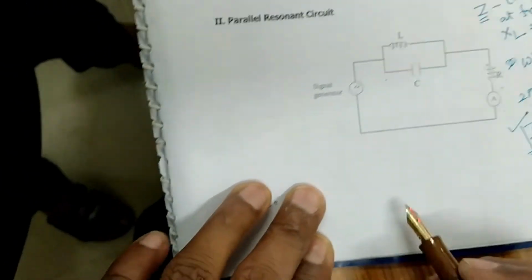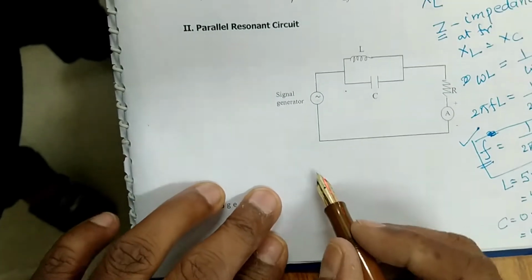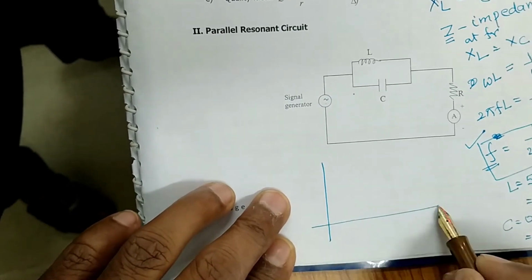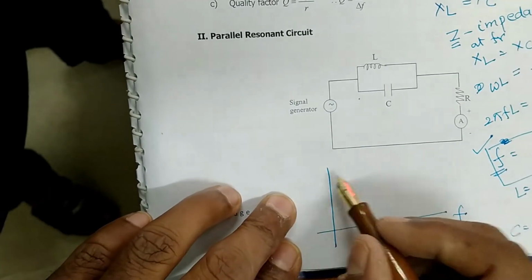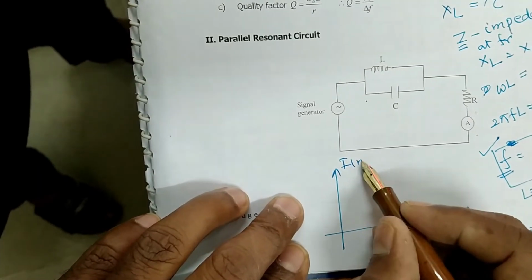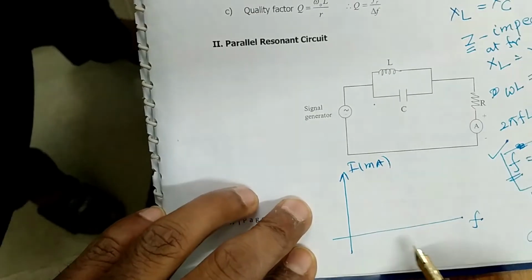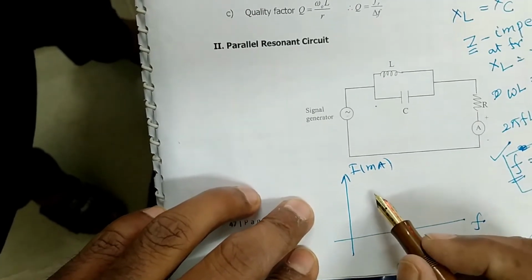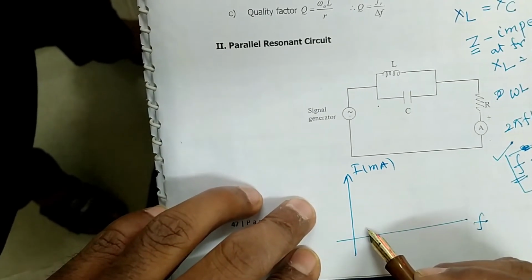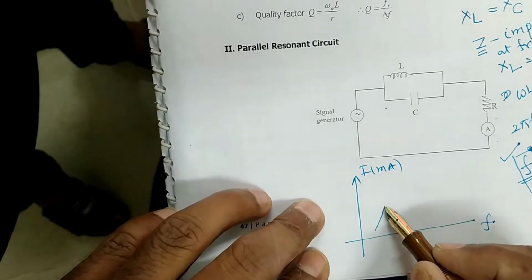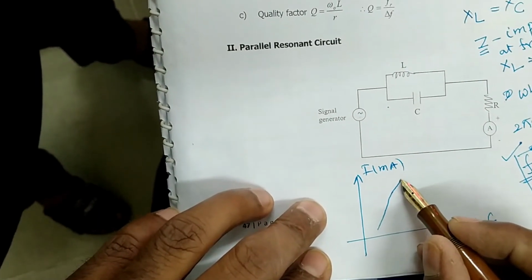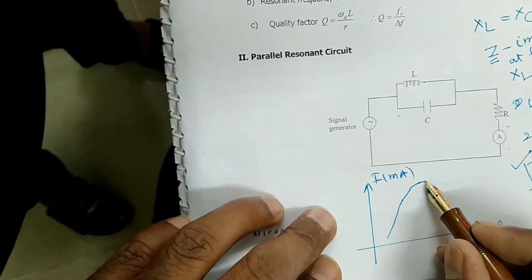To do that, we have already known that if you draw a graph by varying frequency f here, and if I take current I in milliamperes, then at the resonance, as I'm changing the frequency, with increasing frequency, the value of current increases slowly, gradually, and at a certain frequency it becomes maximum.